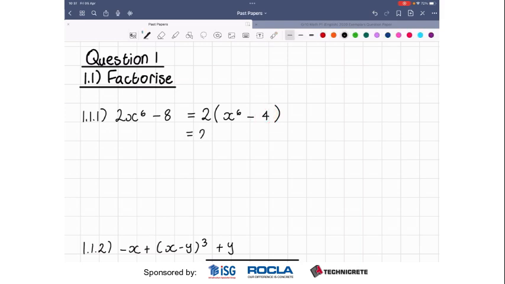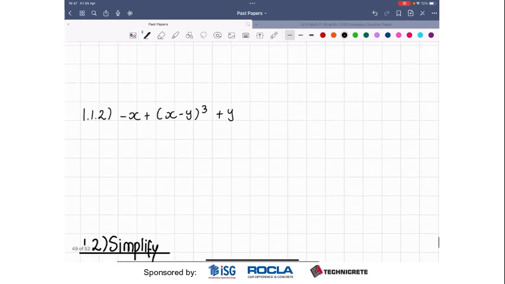So I keep the 2 the same outside, and now I'm going to have this one bracket becoming 2 brackets. And my first term in each of the brackets is going to be the square root of the first term in the original bracket. So the square root of x to the power of 6 is x cubed for both of them. And then my second term is going to be the square root of the second term from the original bracket. So I've got the square root of 4, which is 2 for both. And then for my operations in these two brackets, I'm going to have one of them being positive and one of them being negative. And I can't factorize any further.